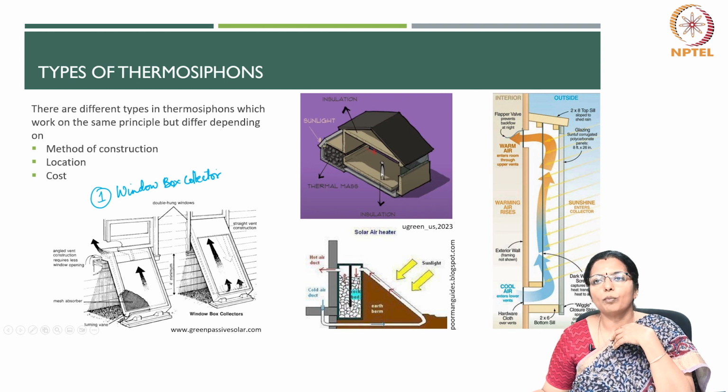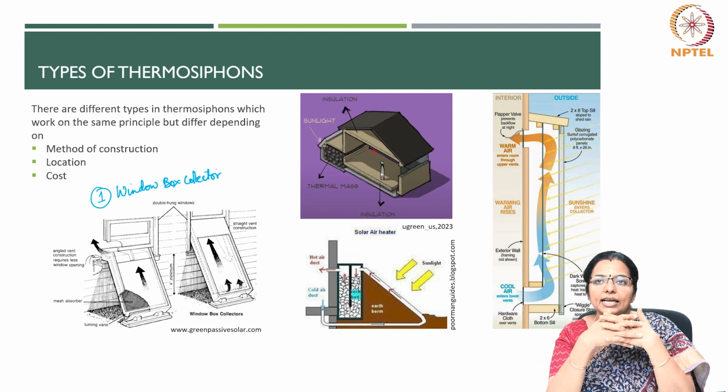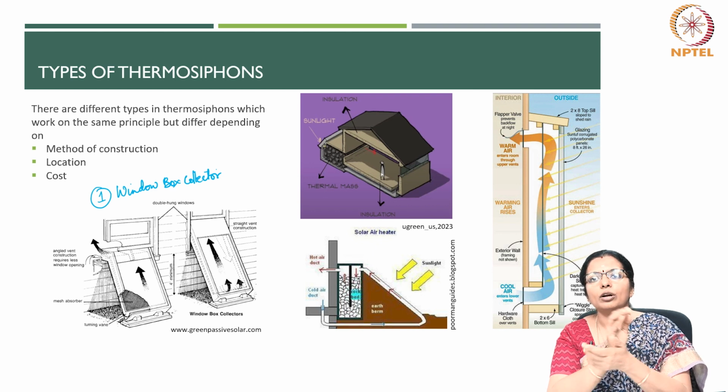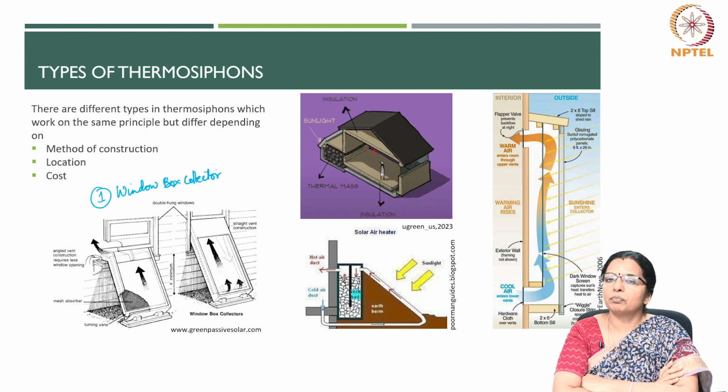So the window box collectors are portable, easy to construct and low cost collectors that can be placed in the window whenever required and do not need any special considerations during the design stage. These cannot be used to store heat for later use. It is preferable for locations that require heating for only a few months throughout the year.